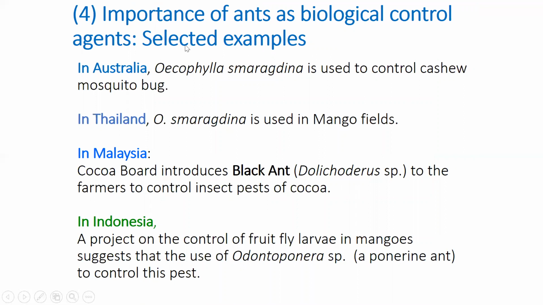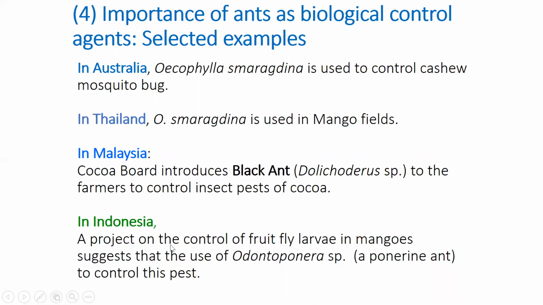Then I will quickly mention some examples of biological control. Ants that can be used for biological control: in Australia, Oecophylla smaragdina is used to control the cashew mosquito bug. In Thailand, Oecophylla smaragdina, that is Dimia, we are talking about Dimia here, is used in mango fields. In Malaysia, the Cocoa Board introduces black ant to the farmers to control insect pests of cocoa.